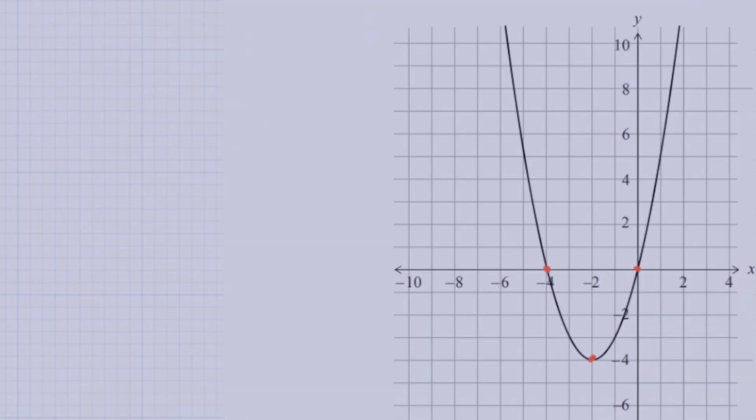We have these 3 points here. We have the two x-intercepts. We've also got the y-intercept, which is also at the x-intercept. They are the same point, and the turning point down here at the bottom. That turning point is called the vertex.